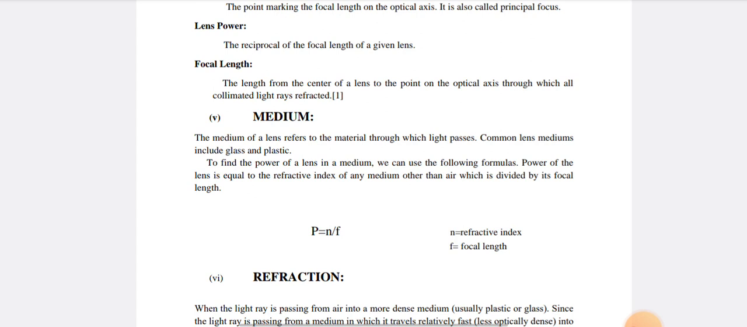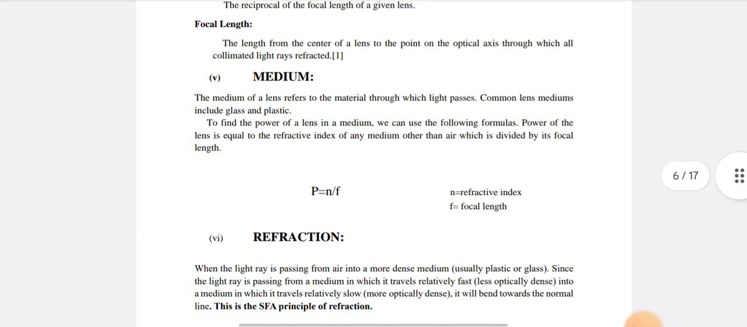To find the power of a lens in a medium, we can use the following formula. The power of the lens is equal to the refractive index of any medium other than air, divided by its focal length. P is equal to n over f.